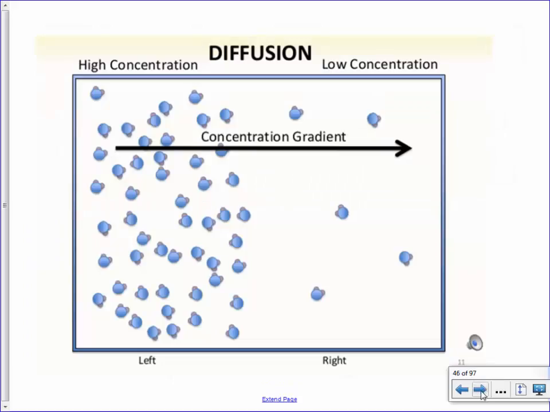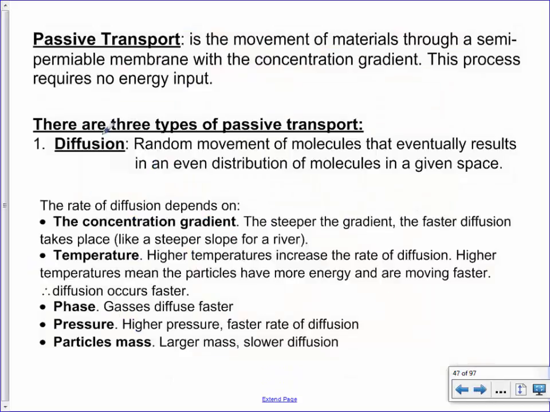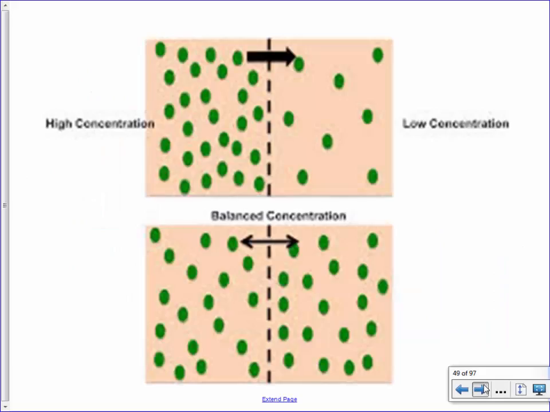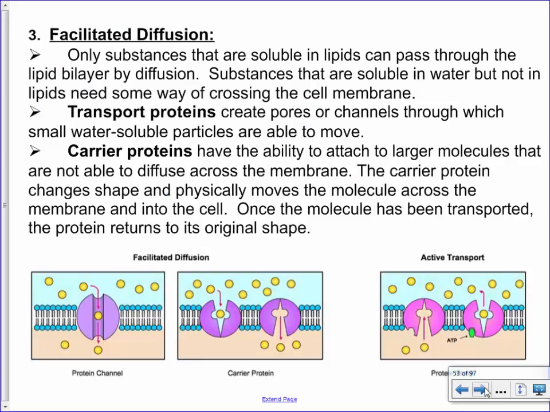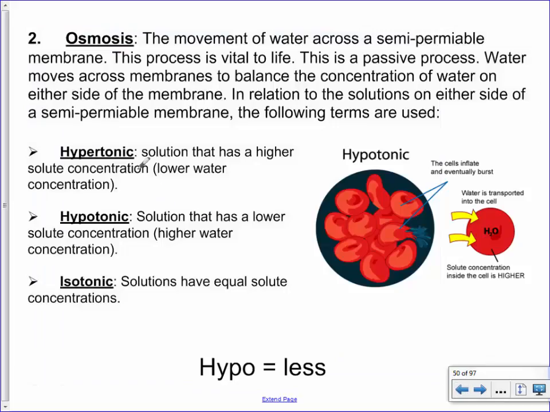You should know about diffusion. You should know how diffusion is one type of passive transport, but there are two other types. So there's diffusion, there is osmosis, there is facilitated diffusion, and within those there are some other terms you should know about. There is the hyper, hypo, and isotonic.